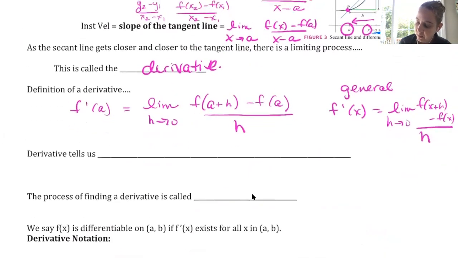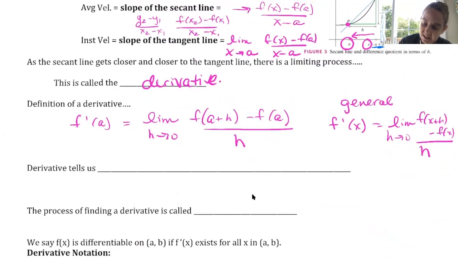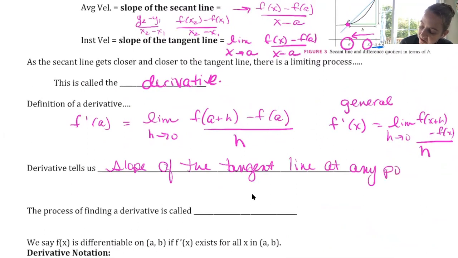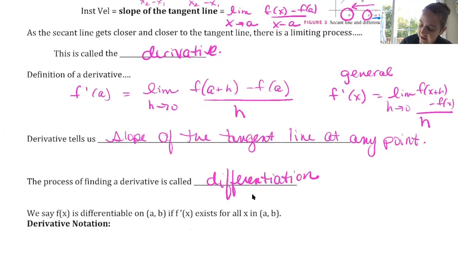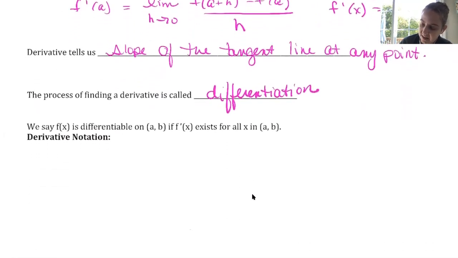All right, so here we go. Let's pick up where we were. What does the derivative tell us? The derivative tells us the slope of the tangent line at any point. And the process of finding the derivative is called differentiation, a big word. We say that f of x is differentiable on the interval from a to b if f prime of x exists for all x on the interval from a to b.